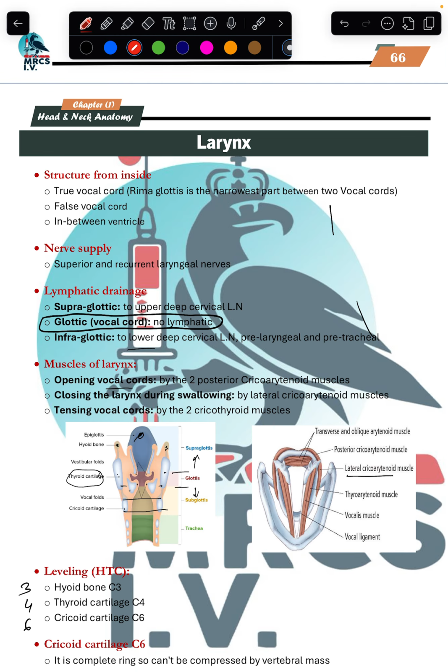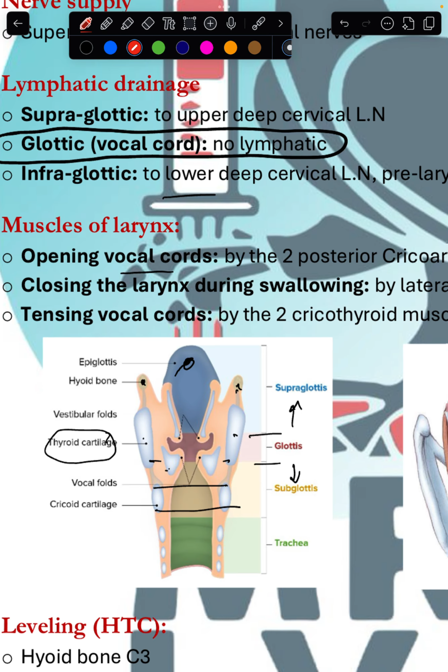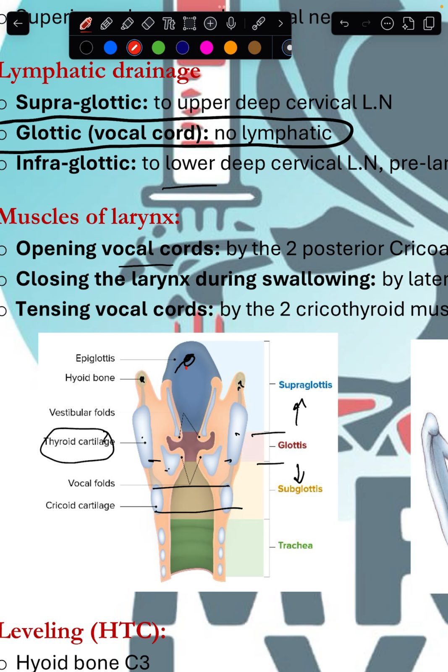Now coming to the larynx, you have got the structures. The true vocal cord is also called the rima glottis. You can see this is the epiglottic cartilage. This is the hyoid bone, with the lesser cornu and greater cornu of the hyoid bone. This is the thyroid cartilage.